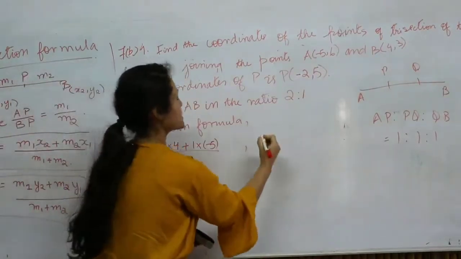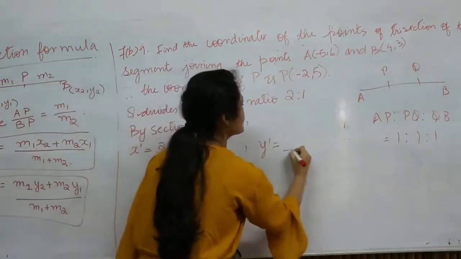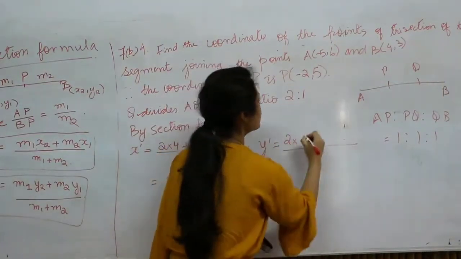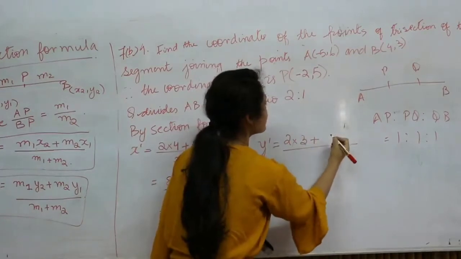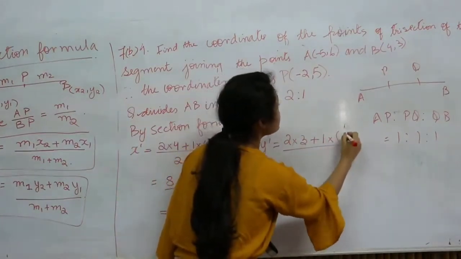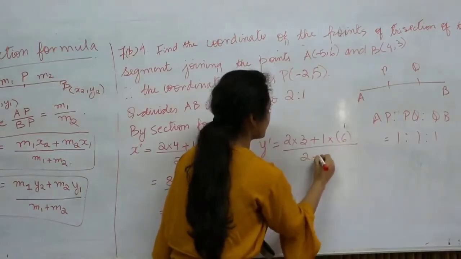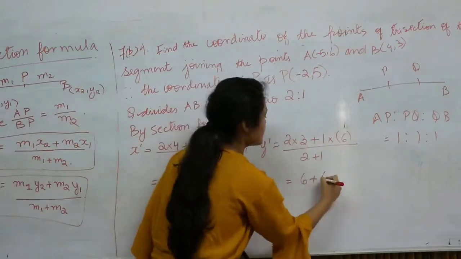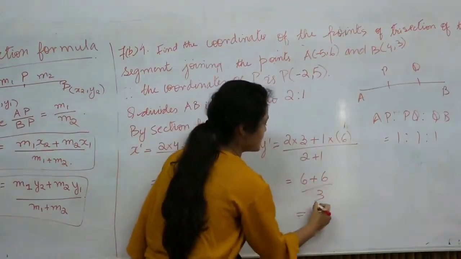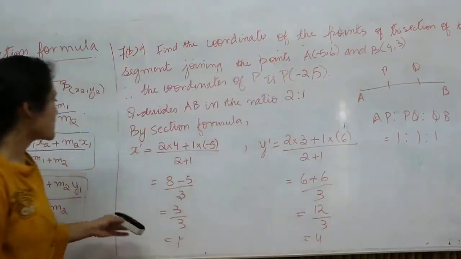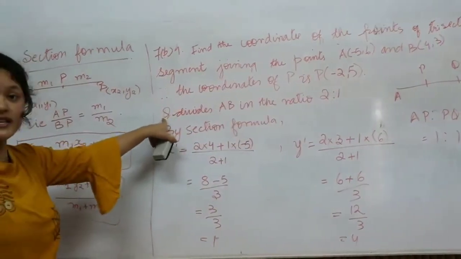What about the y coordinate? Y coordinate we have denoted by y prime for Q. M1, 2, y2, 3 plus, then M2, 1 into y1, 6, divided by 2 plus 1. 2 into 3 will get 6 plus 6, which is 12, divided by 3, which is 4. So, we have got the coordinates of Q.